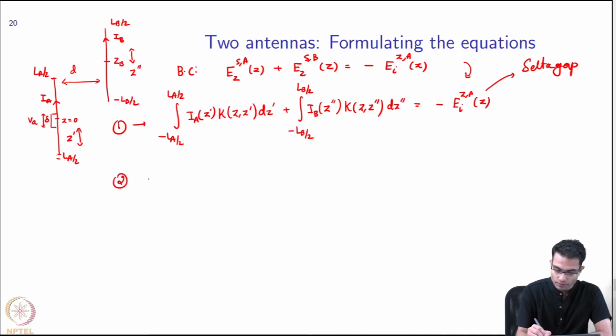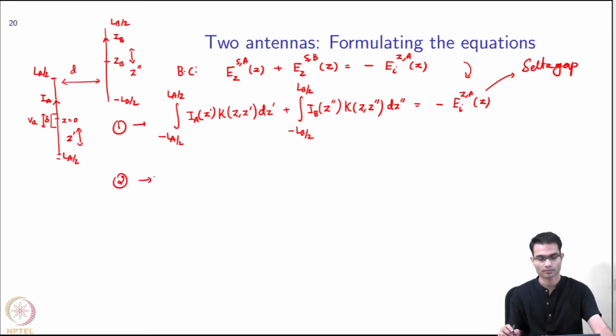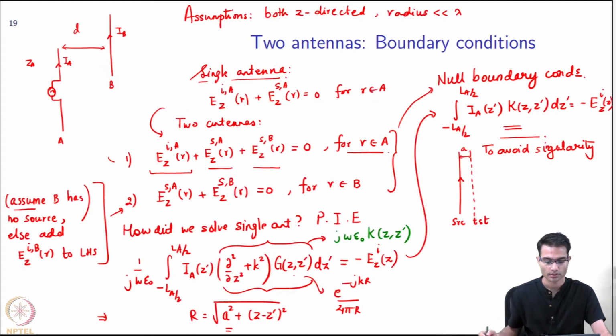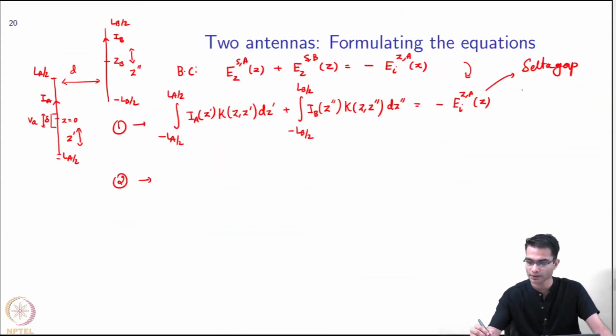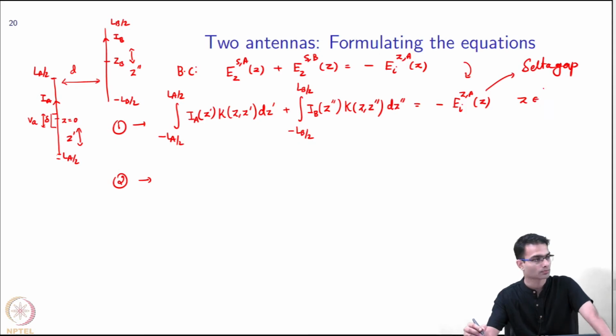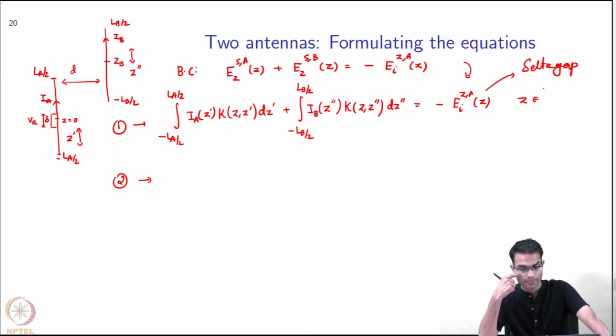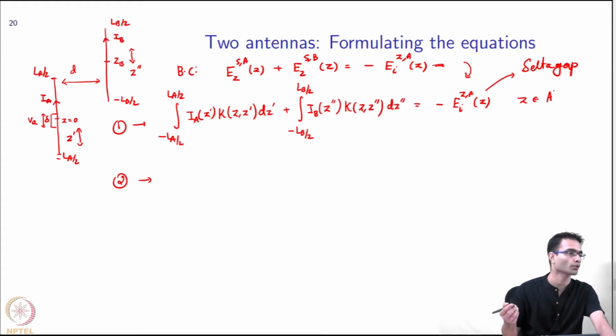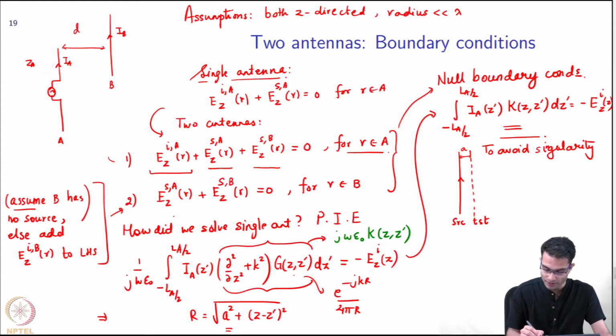The second equation becomes, second equation would be coming from which boundary condition? This guy. The only difference is, one thing I should make clear here, Z belongs to which place? This boundary condition is valid for which Z? A. Z belongs to A. Now I have to take Z belonging to B. So Z belonging to B, the first term is the field produced by the current on A falling on B.